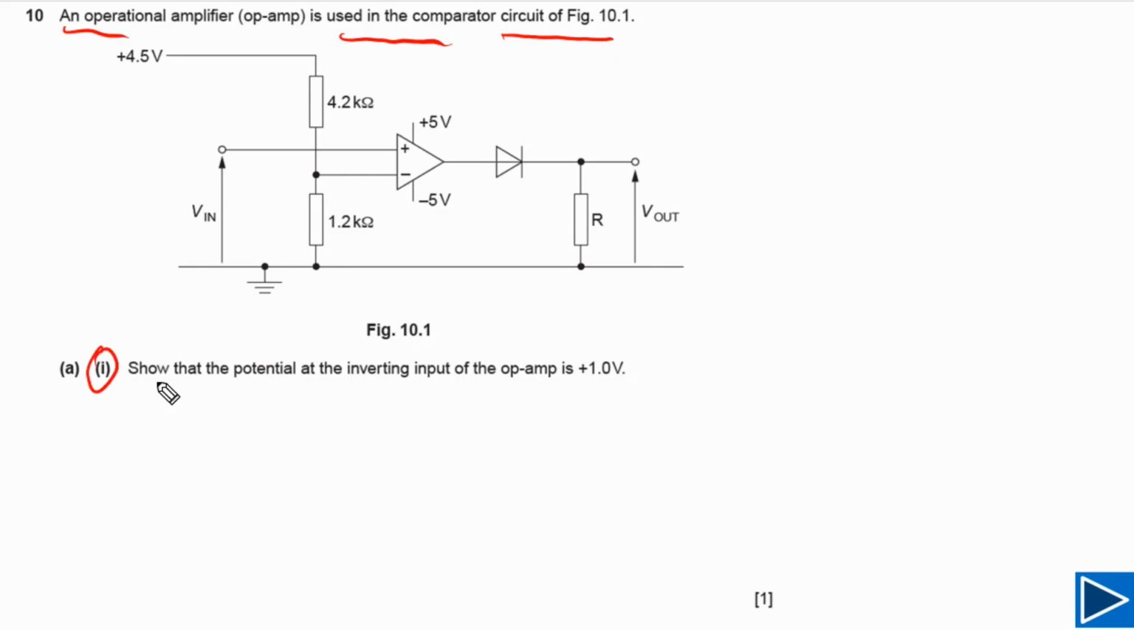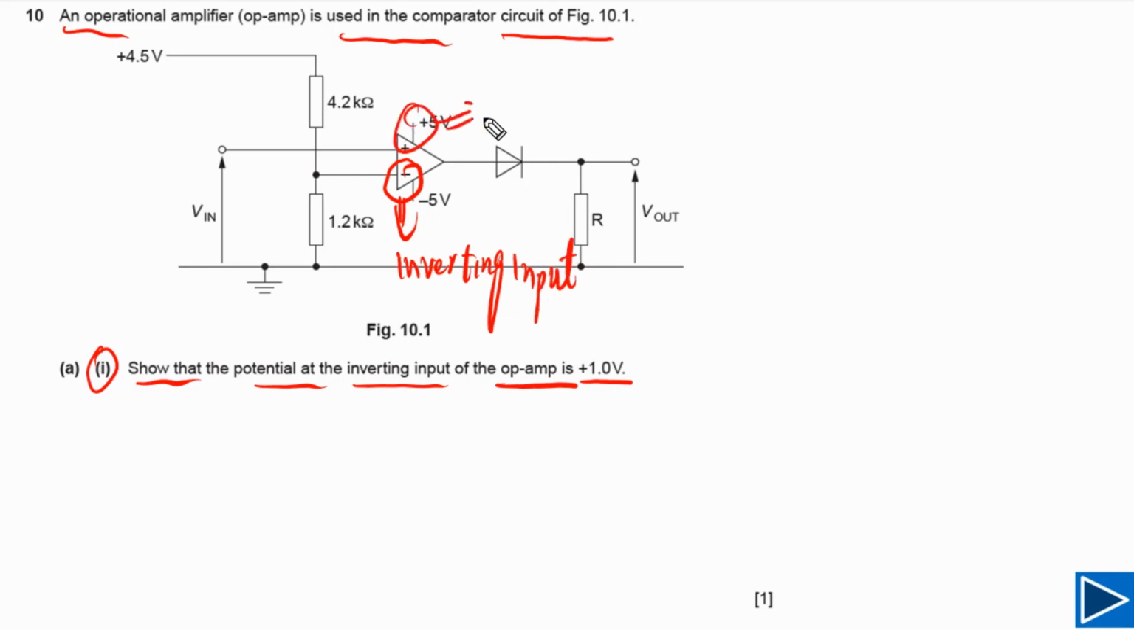Part A1 is simply asking us to show that the potential at the inverting input of the op-amp is 1.0 volt. This input, the negative one, is called the inverting input. Simply we can label this one as the inverting input, and this input is the non-inverting input. The question is asking us to find the potential at this point. Let's say this potential is V0, and we need to find the value of this V0.